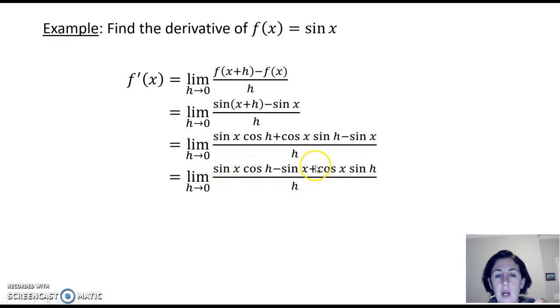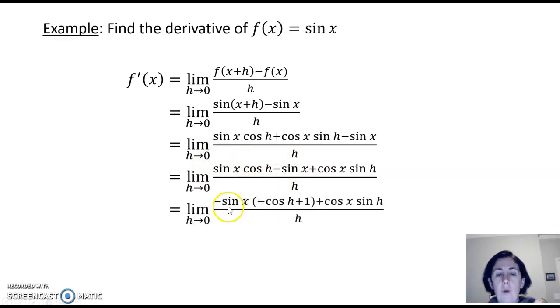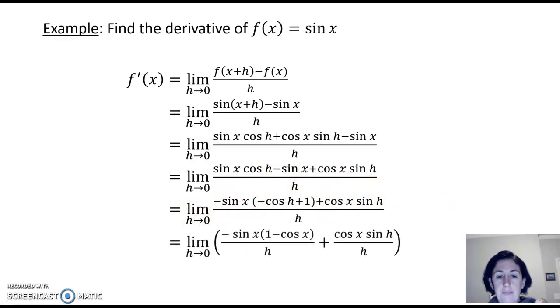And so now I'm going to concentrate on these two terms here. If you notice, they both have a sine in common, but I'm actually not going to factor out a sine. I'm going to factor out a negative sine. And when I do that, that will make this a negative cosine, because a negative times a negative would give me that positive. And that'll be a plus 1 because that negative sign times 1 will give me that minus sign. And I'm still taking the limit as h approaches 0, and this part is just staying alone, and it's still all over h.